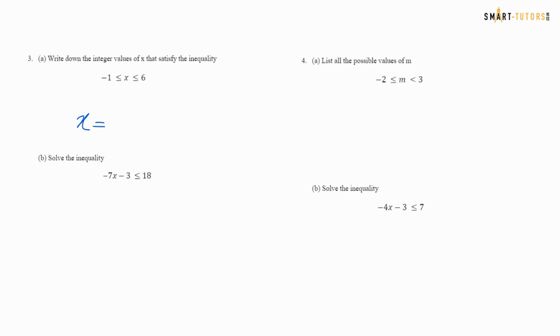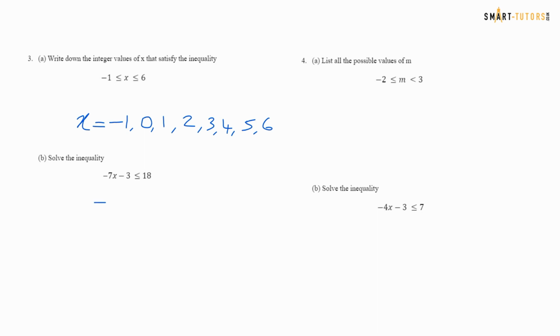We are a little bit expert on that. First two questions give some knowledge. So minus 1 inclusive, 0, 1, 2, 3, 4, 5 and 6, because the equal sign is on both sides.